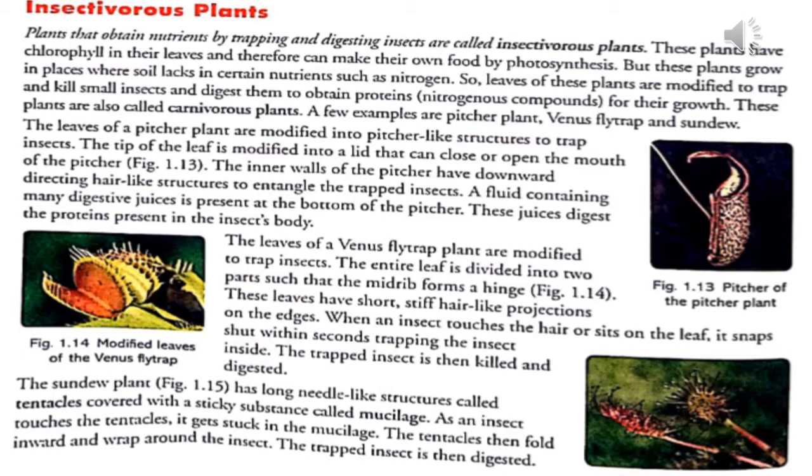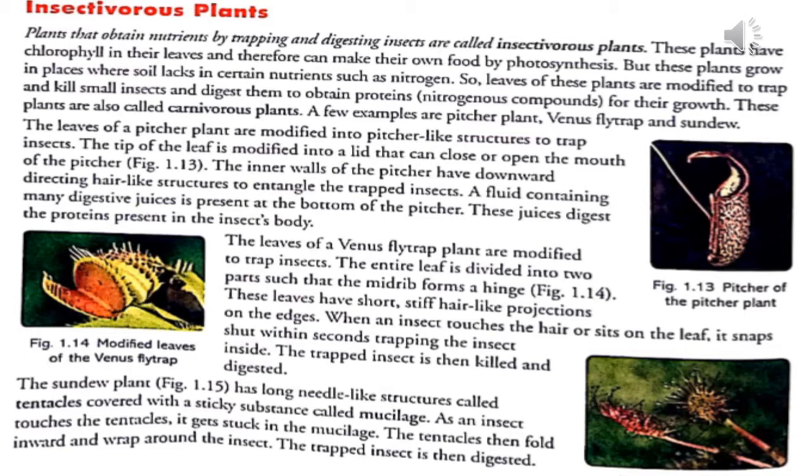So inside this pitcher plant, the wall has some hair-like structures, and they entangle the trapped insect and release some digestive juice, and this digestive juice digests the protein from the insect body.